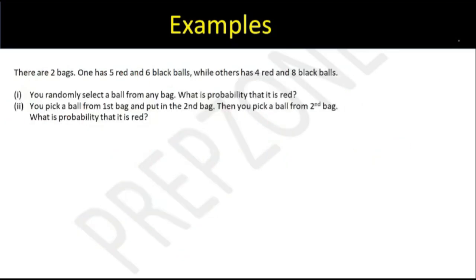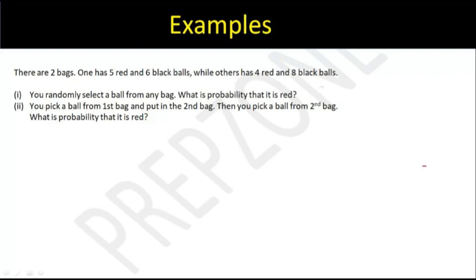Next question. This is the easiest question you can solve today. Do it quickly. Very simple question. First one is very simple. You randomly select a ball. Randomly means the probabilities of choosing each bag are equal.